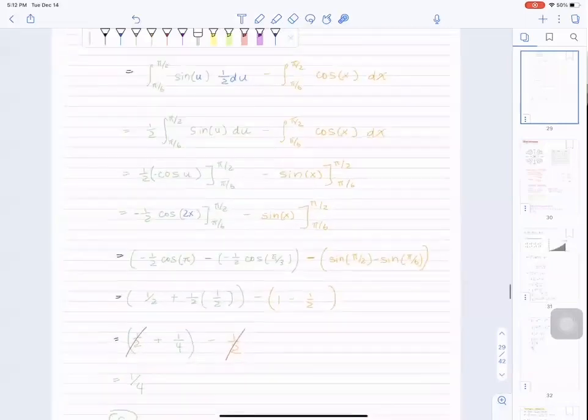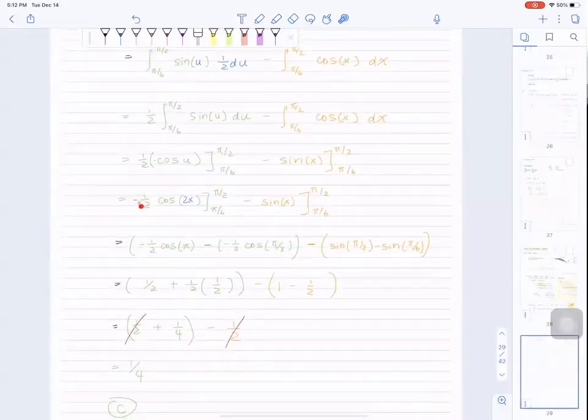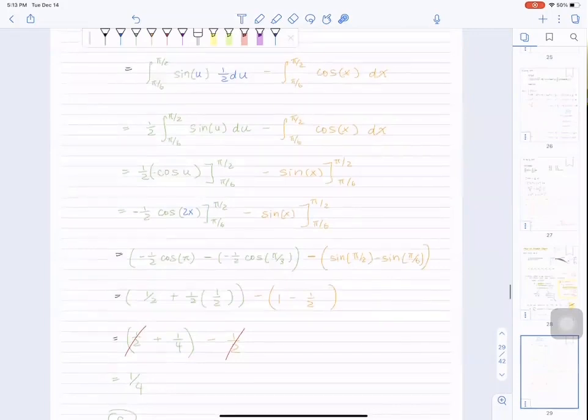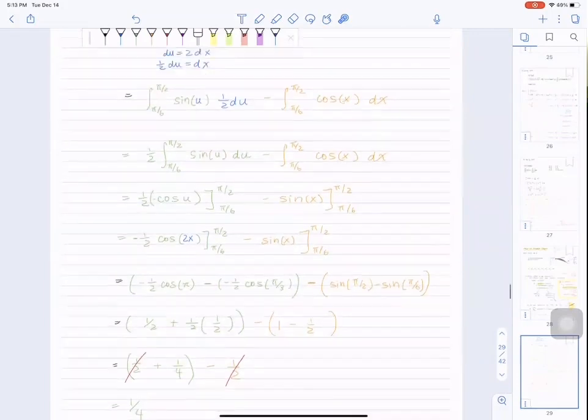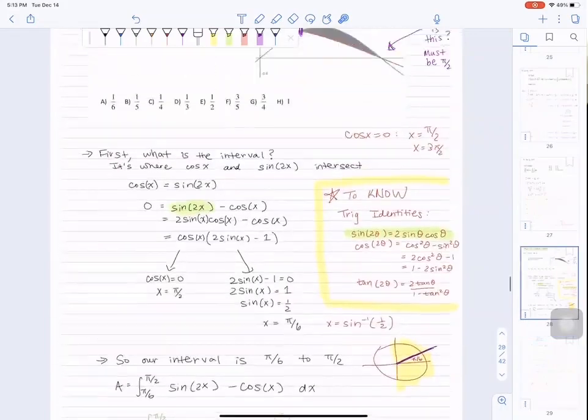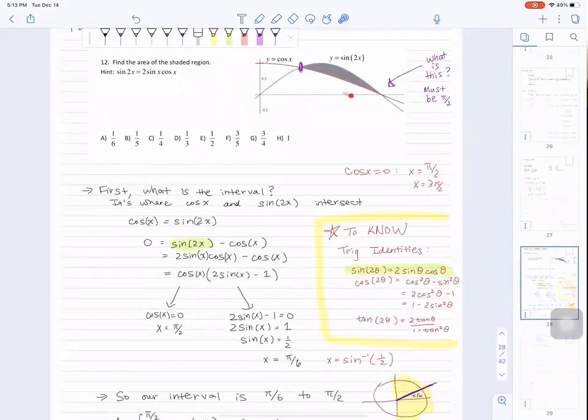Then you want to plug in your values. So the green thing evaluated at pi over 2 minus the green thing evaluated at pi over 6. Same thing with the orange. You can simplify and you get 1/4. But the main important takeaway from this problem was, how did you find those? What interval are you integrating on? And the fact that you're doing this function minus the bottom function.